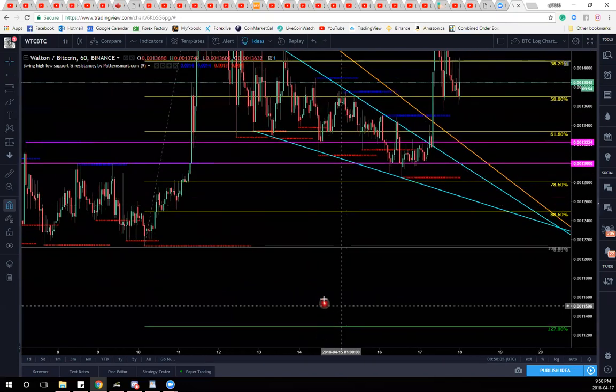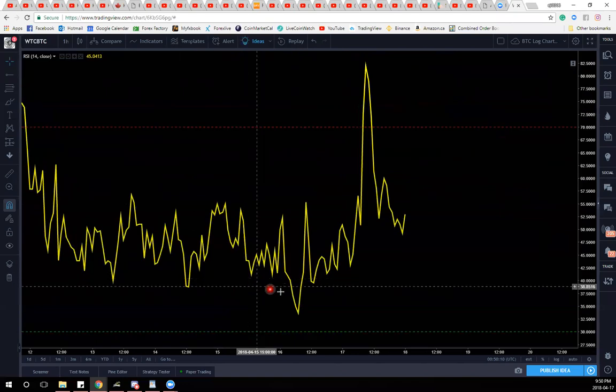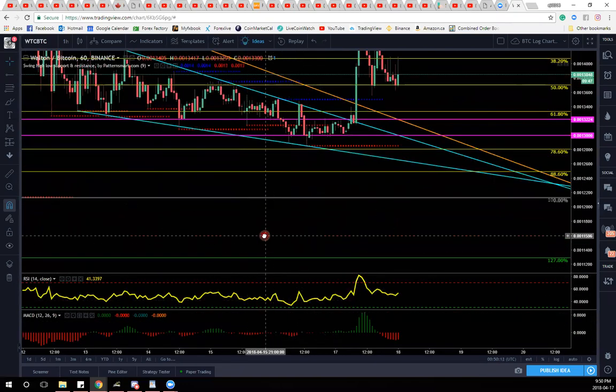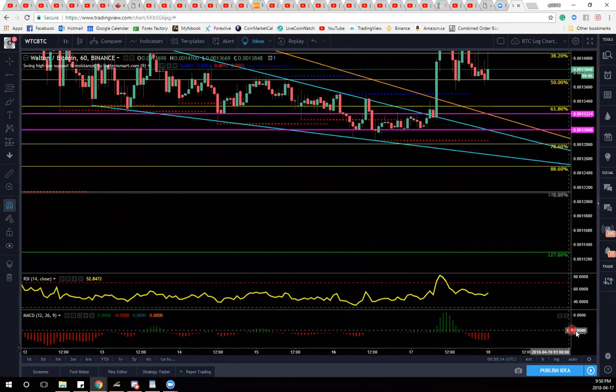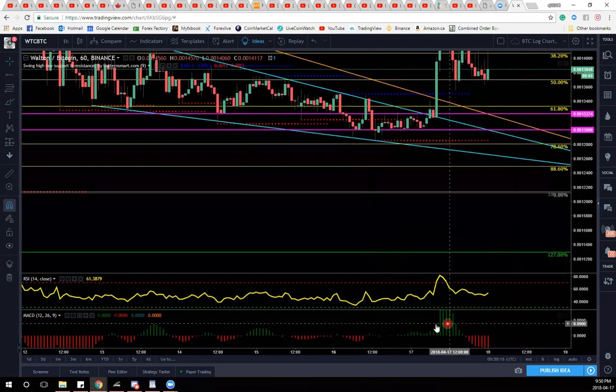So then if I put back my indicators, it's hard to see on this. I don't like this new one here. It's not putting the humps as big.